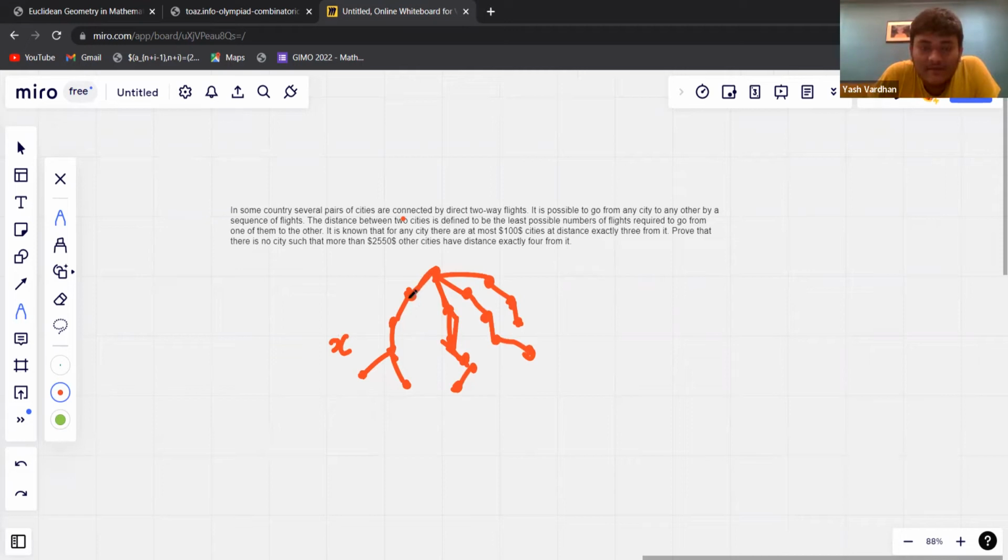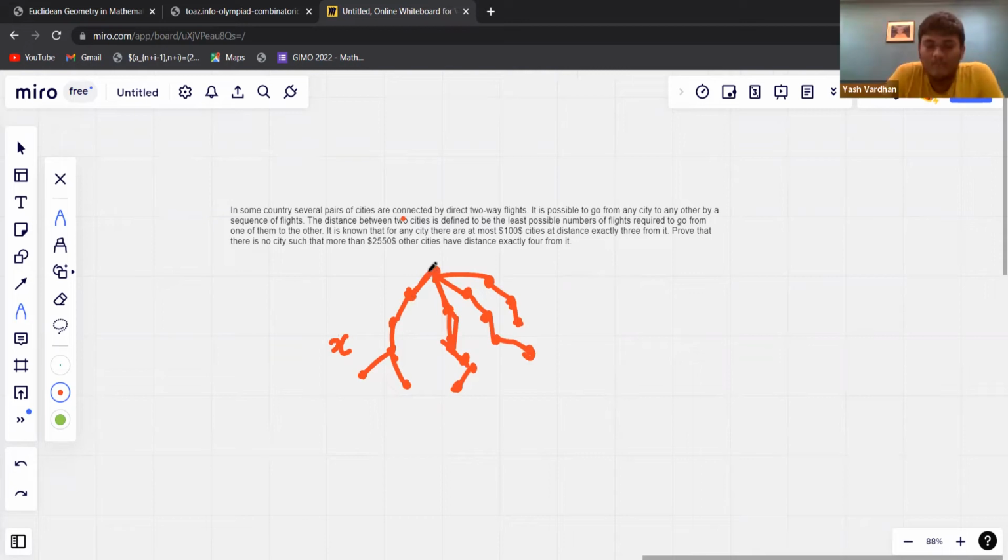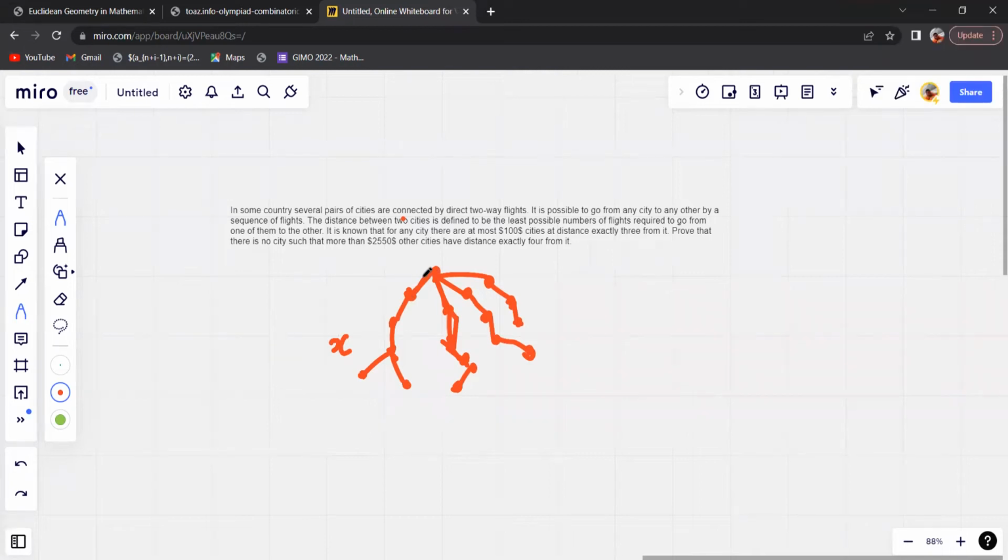So basically, if I look at this, I have a bounding idea, I guess. From the topmost point, we can have at most 100 branches, right? So for each of those 100 branches, we consider the point on each of those branches which is exactly 3 distance from it.